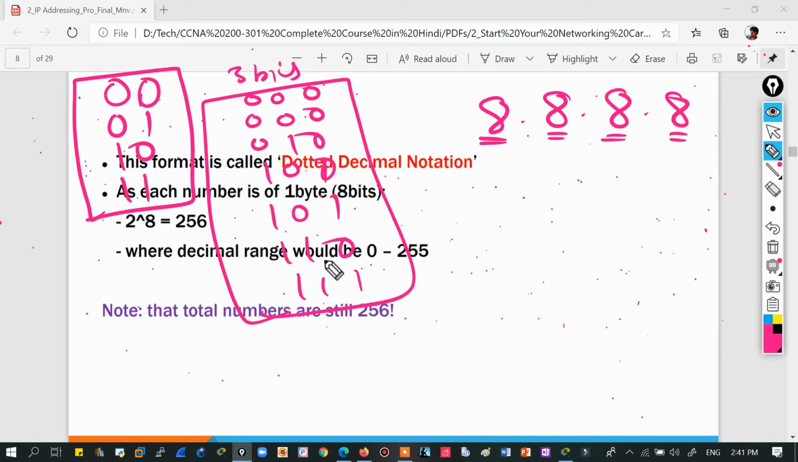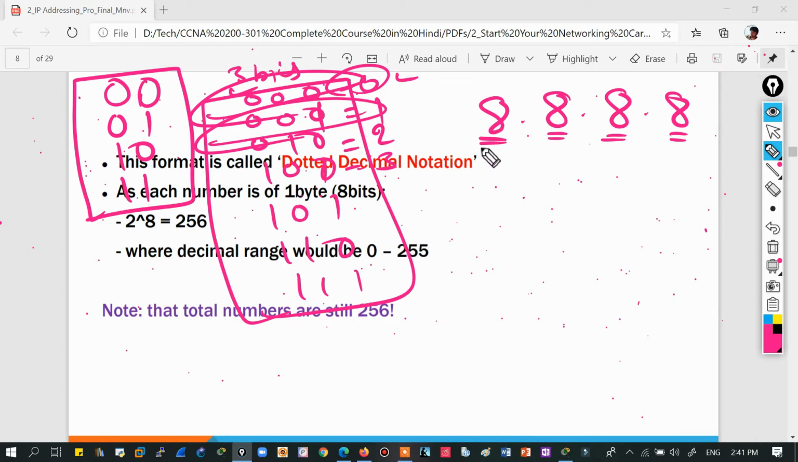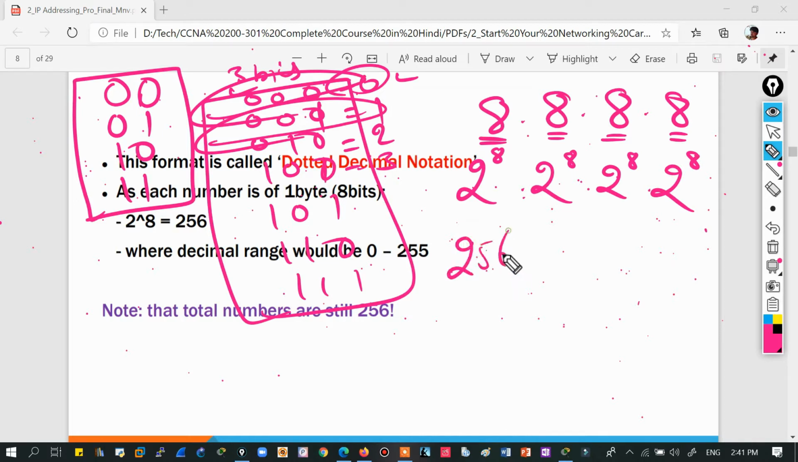Are you getting my point? So by using 8 bits, how many possible combinations can we have? How many addresses? It can be 0, 1, 2, 3, and so on. This is binary and this is decimal. Now the formula is 2 raised to the power 8. It means the maximum number is 256.